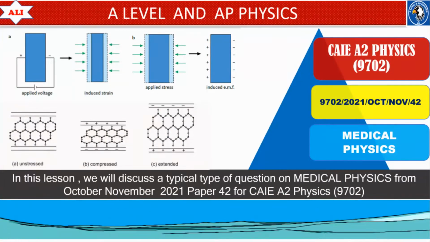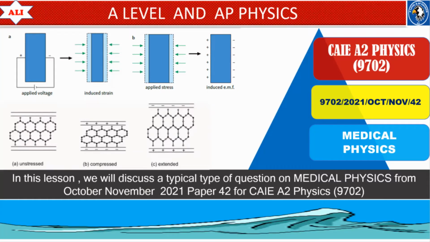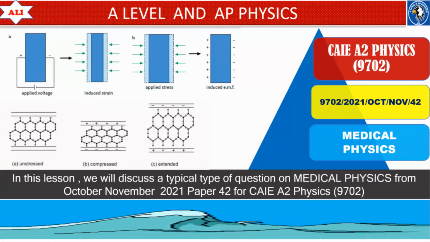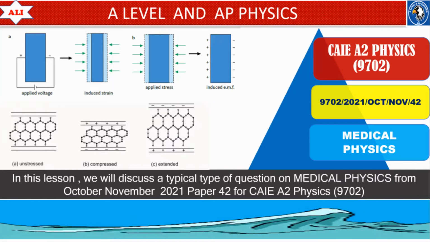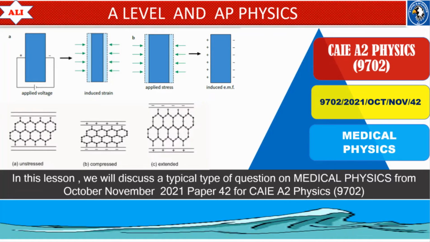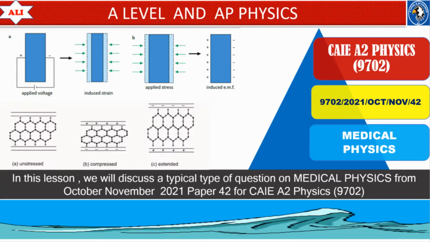In today's lesson, we will discuss a typical type of question on medical physics from October-November 2021 Paper 4 Variant 2. In this question, we will talk about ultrasound waves. We will discuss what is the function of quartz crystal, how we can use quartz crystal to produce and detect ultrasound waves. Then we will talk about acoustic impedance. At the end of this lesson, we will also discuss intensity reflection coefficient by solving past paper questions.